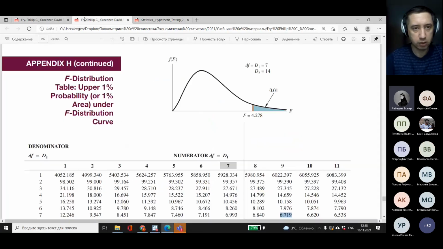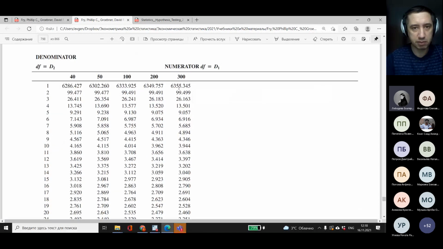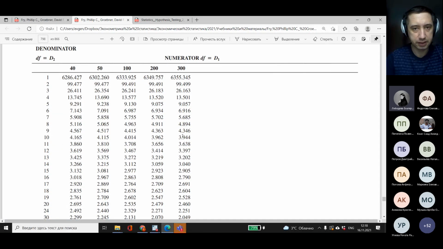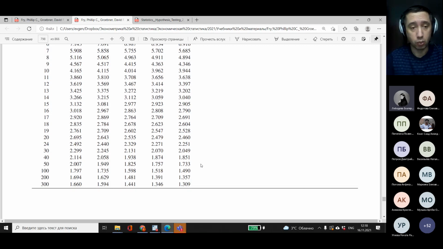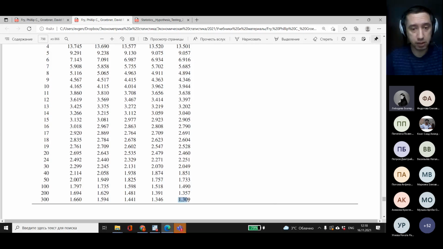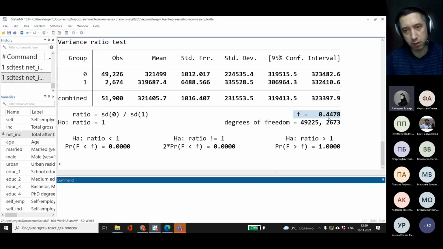Let's open the table with 1%, and you see that the maximum number of degrees of freedom is 300. Here is 300. Well, we don't have 50,000 degrees of freedom, hence let's use this number as a critical value from our table. It is the maximum value. And by the way, the real critical value cannot be very different from 1.3. And definitely 0.5 is smaller than 1.3.